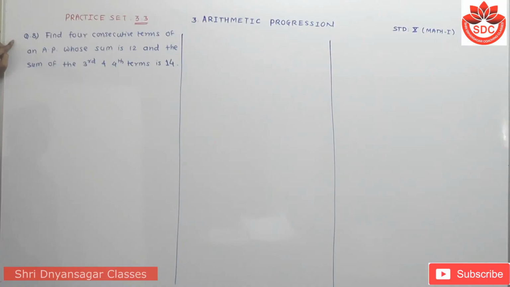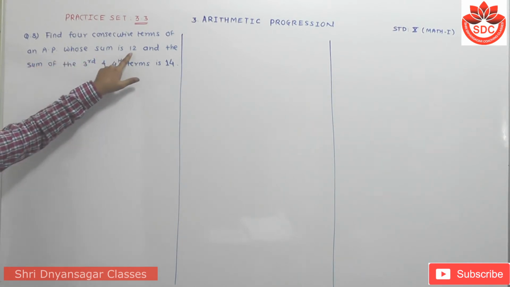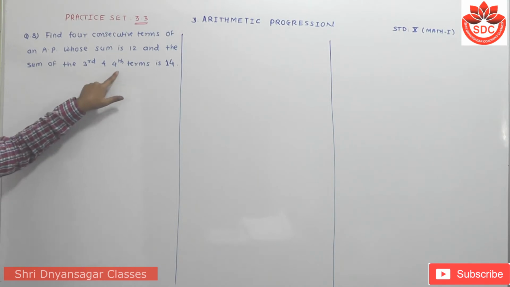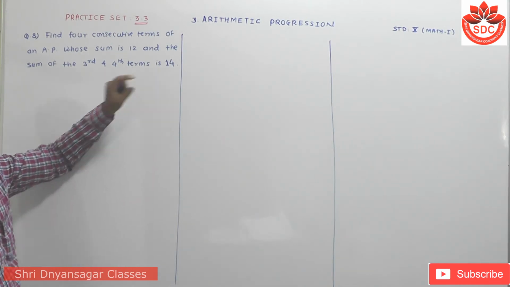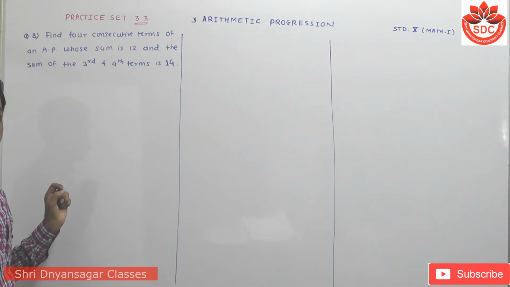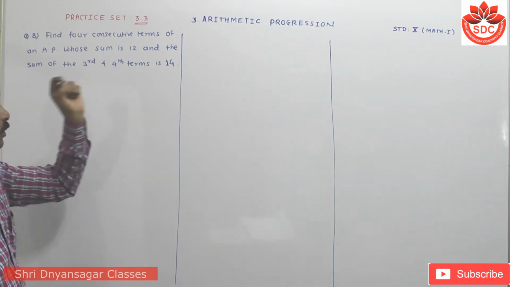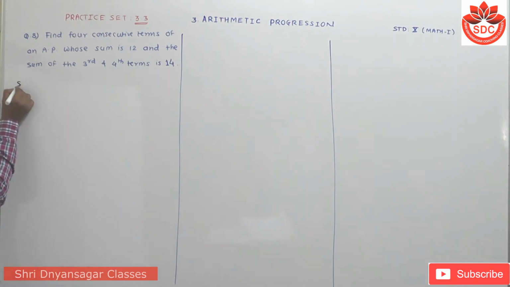The question number 8. Find 4 consecutive terms of an AP whose sum is 12 and the sum of the third and fourth term is 14. Student, again a very very important question. Like question number 7, where there were 3 consecutive terms, here there are 4 consecutive terms. Now let's assume which are these 4 consecutive terms. Now look carefully.